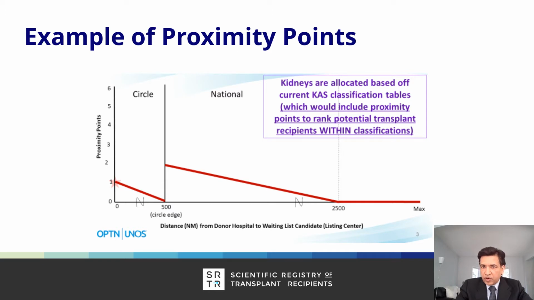Candidates at 500.1 nautical miles away from the donor hospital were awarded a maximum of 2 points, and those points would decrease linearly, and no points were awarded after 250 nautical miles.